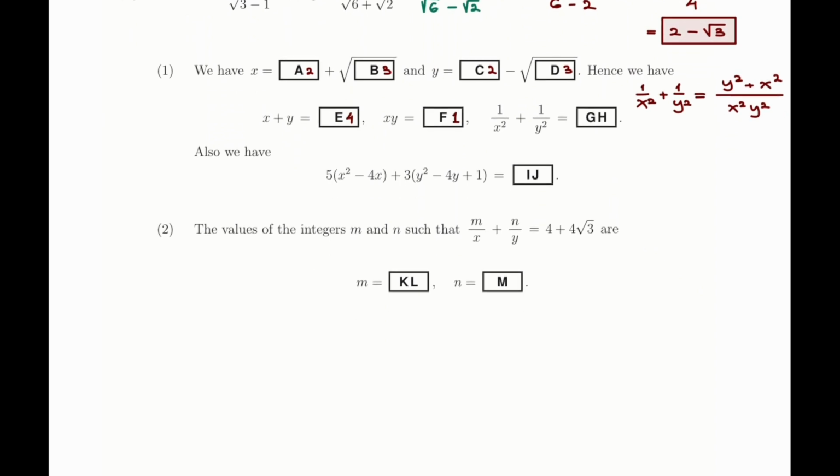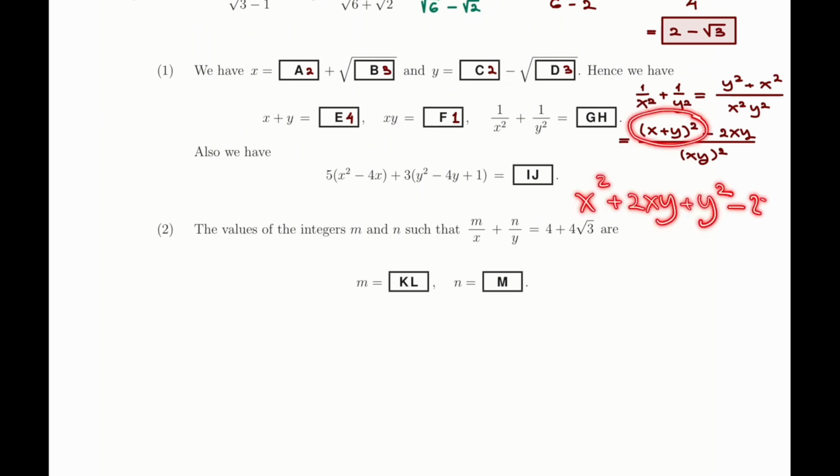manipulate the equation into this form. (x plus y) square minus 2xy over the denominator (x times y) squared. As you can see, if you expand this, you will get x square plus 2xy plus y square, and then if I subtract 2xy, then I will get x square plus y square. Same thing as the expression here.